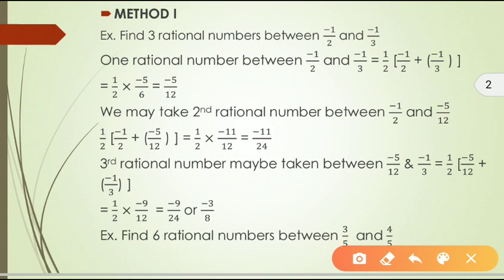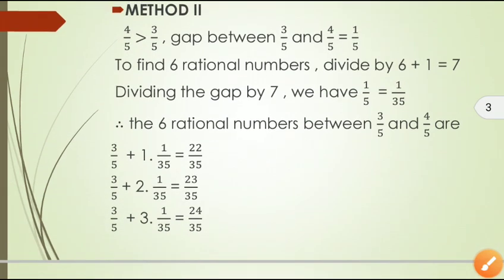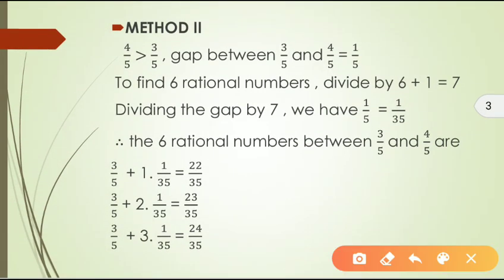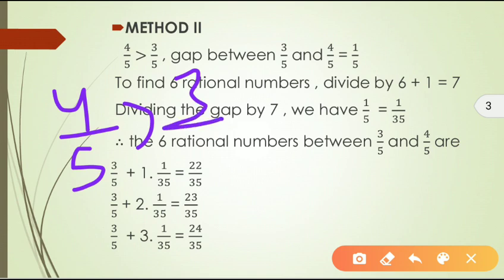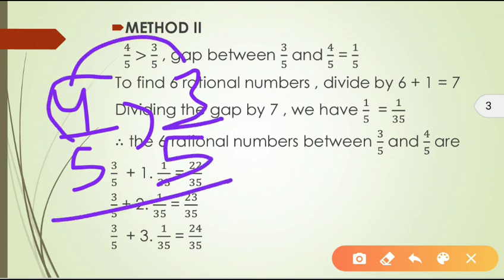Find 6 rational numbers between 3 by 5 and 4 by 5. We will solve this question by the second method, the gap method. Here we can see 4 by 5 is greater than 3 by 5. Yes, denominators are the same, so compare the numerators. Here 4 is greater than 3. That means 4 by 5 is greater than 3 by 5.